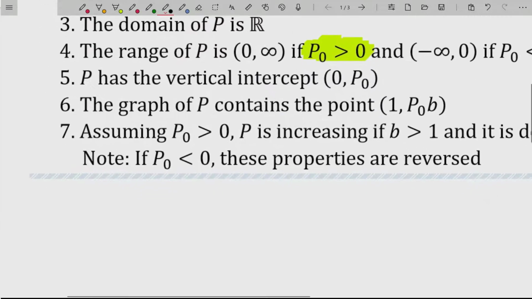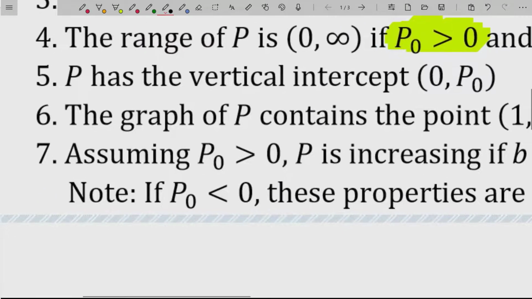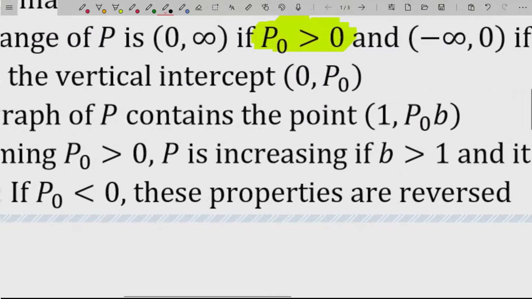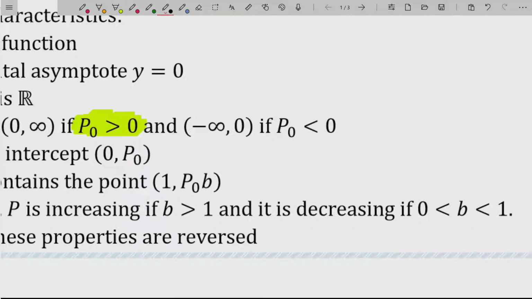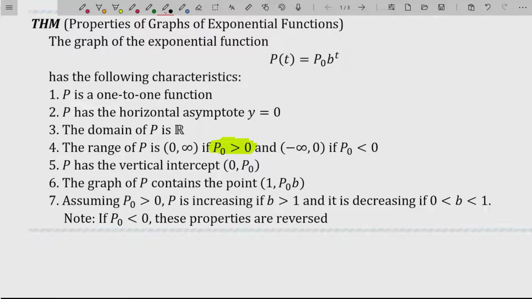And finally, assuming that the initial population is positive, which is almost always the case, P is increasing if the base is greater than 1, and it is decreasing if the base is between 0 and 1. And that just repeats something that we had mentioned previously, that if you have an exponential function with a base greater than 1, you have exponential growth. If you have an exponential function with the base between 0 and 1, you have exponential decay. In the very rare case where your initial population is negative, these properties are reversed. I will probably never showcase that except for a theoretical, mathy example that you would see in a math textbook.